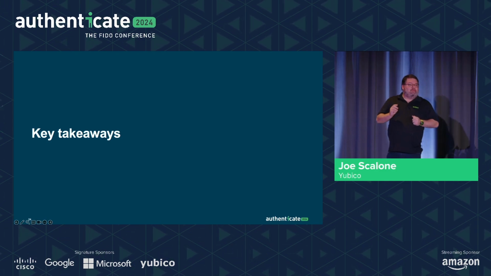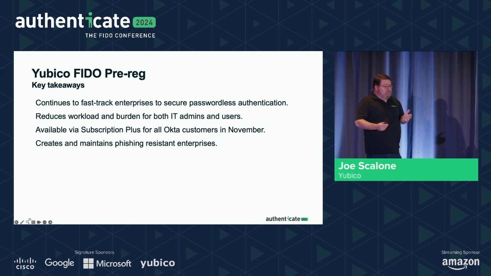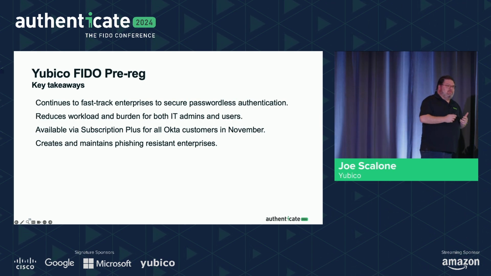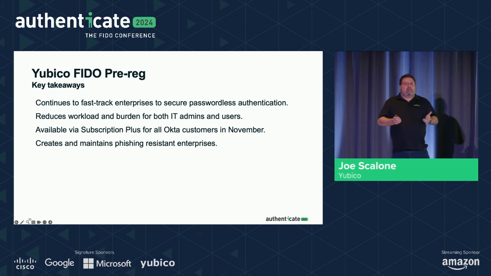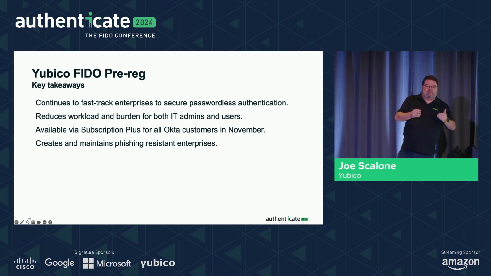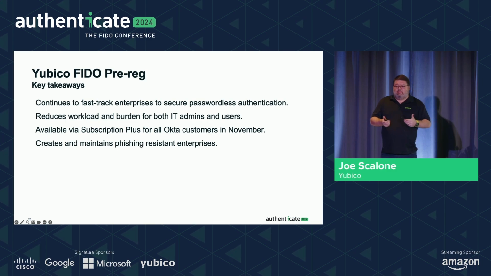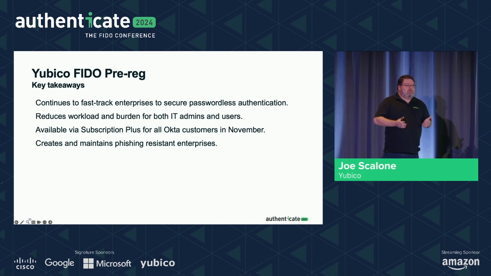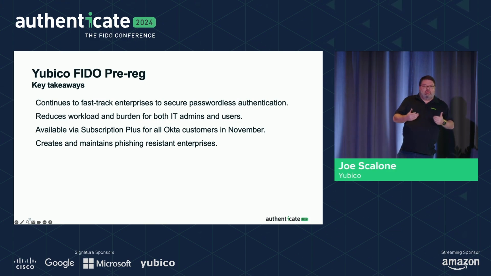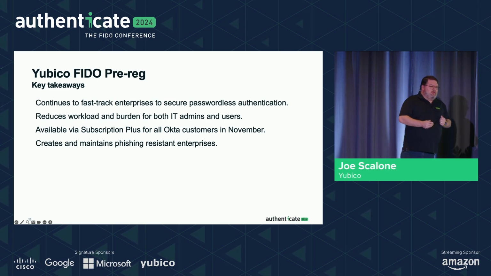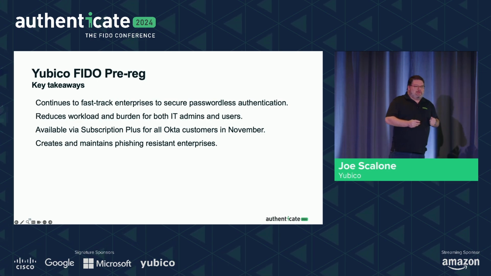So what are the key takeaways? Yubico's FIDO pre-reg really continues to fast track all of our organizations toward phishing-resistant users and enterprises. We have listened. We know what the pain points are out there, and we want to make it as easy as possible for every organization. If you have problems, talk to us. That's how we learn, and that's how we really develop solutions to help everybody's organizations. We also want to do it so it's not a huge financial burden to you.